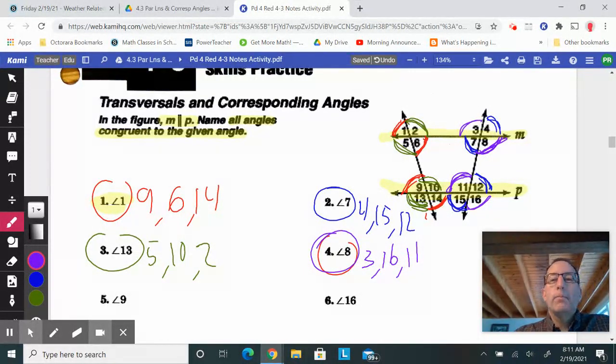So there you have it. Being able to identify all the angles in a picture like that, when you have parallel lines and a transversal, which ones will be the same measure.